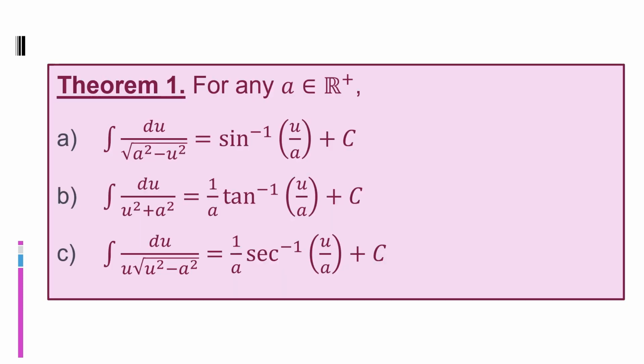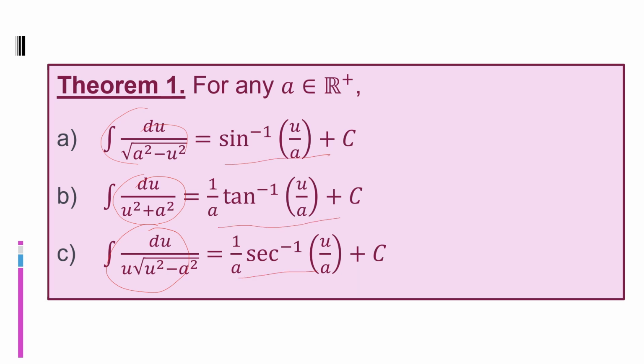We have this theorem: for any a element of the set of positive real numbers, the integral of du over square root of a squared minus u squared is just equal to arcsine of u over a plus c. Tapos, yung integral naman of du over u squared plus a squared is equal to 1 over a arctangent of u over a plus c. And finally, the integral of du over u square root of u squared minus a squared is just equal to 1 over a arcsecant of u over a plus c. So, basta matransform natin yung ating integral into these forms, sure na tayo agad na eto yung kanyang mga integrals.